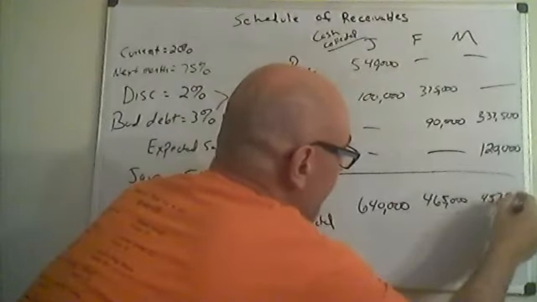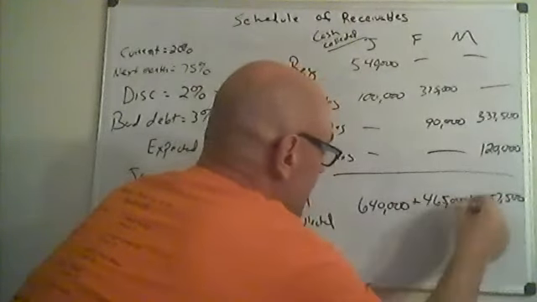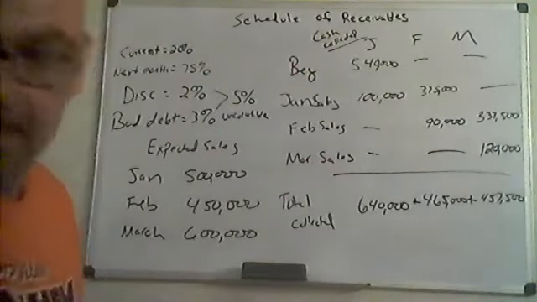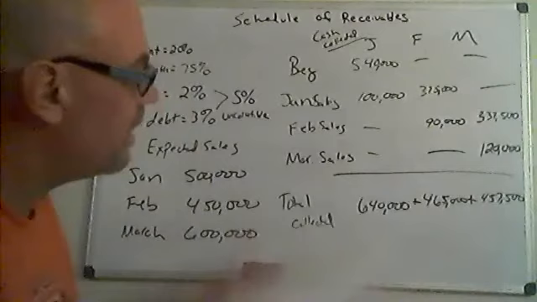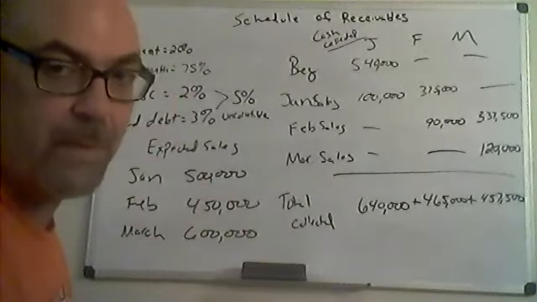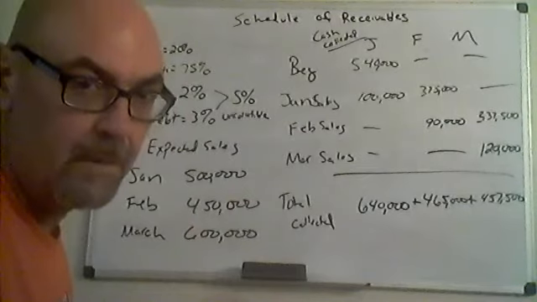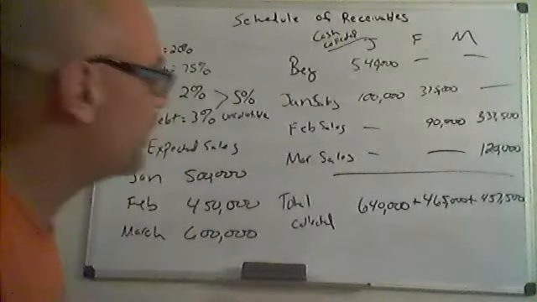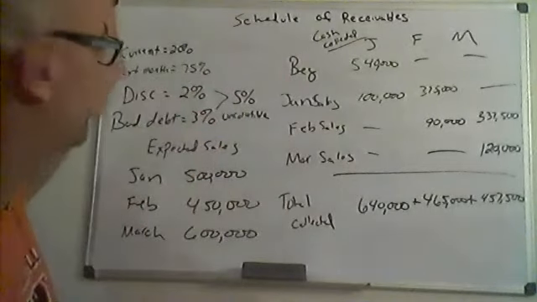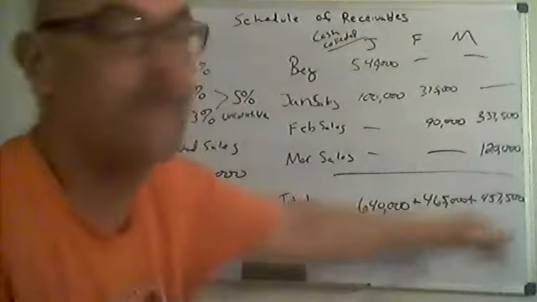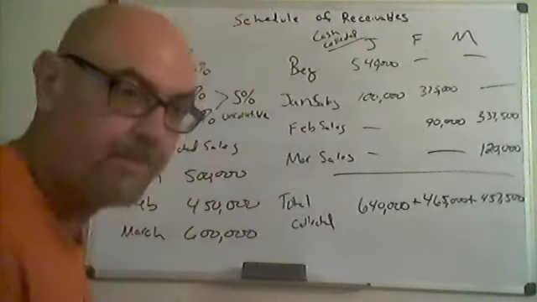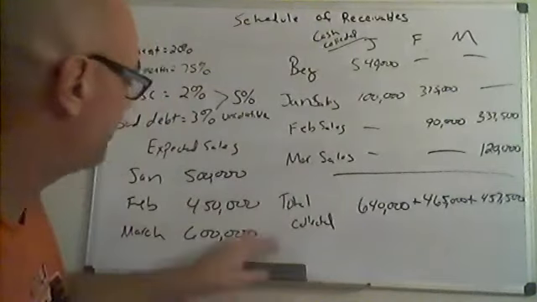of 457,500. When you add all of those together, which I did not do, that is going to get you your total cash you expect to collect for your three-month period from your receivables. So when you put this into your budgeted cash flow, you'll put collections from receivables. You would add those three together, and that's how much cash you would expect to collect from receivables.